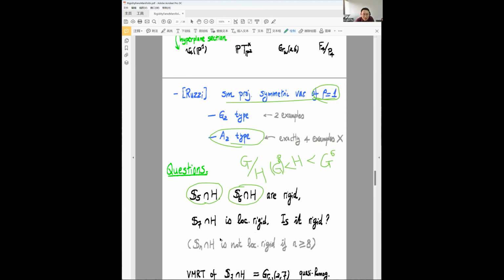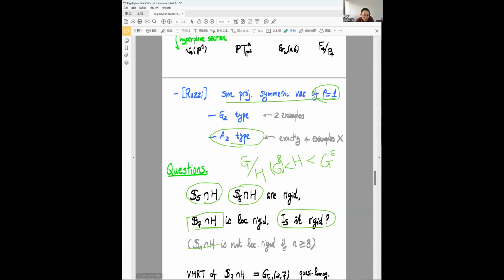And then by my work with Manivel, we show S7 hyperplane section with S7 is locally rigid. But then the problem is, for the moment I don't know how to show if this S7 hyperplane section with S7 is rigid. And you find that if you take Sn, if n is at least 8, then it's not locally rigid. So this cannot be rigid. So the only case which remains is S7 intersected with a hyperplane section. I don't know if this is rigid.